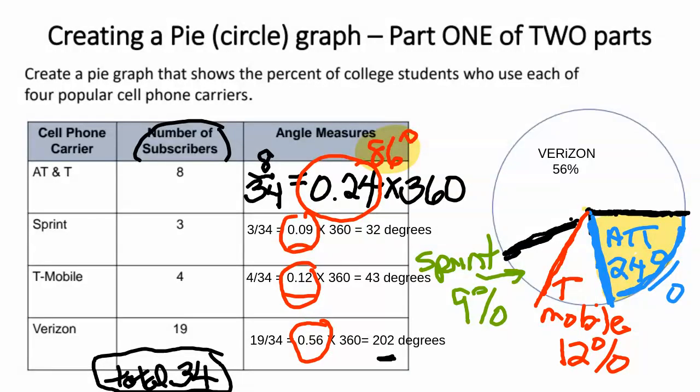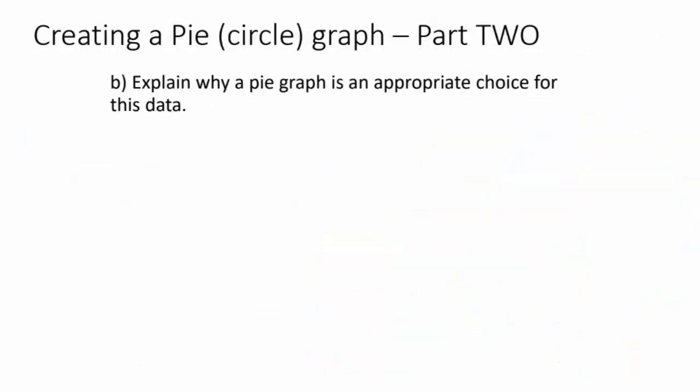Okay? Now, here, see what we did? See what's in the table? Now, this is a question you're going to have to watch out for because it's asking you to explain. When you explain something in Pearson, read all of your multiple choices before you pick the best choice. And here it goes. It says, explain why a pie graph is an appropriate choice for this data.